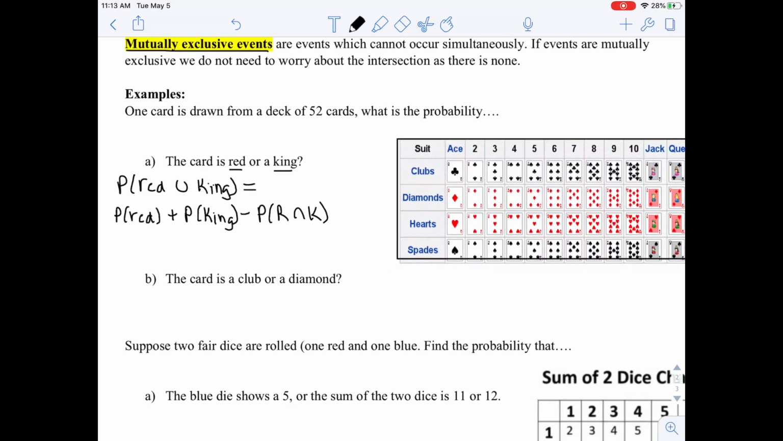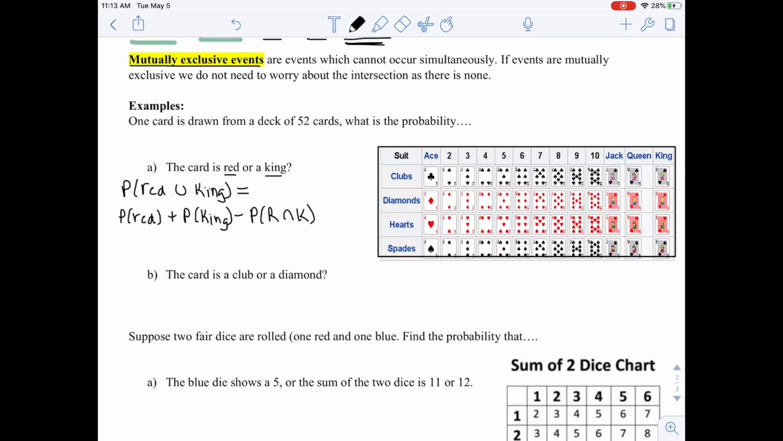So we got to think about how many reds. Well, that's half the deck. And what I like to do is keep it over 52 at all times and then simplify at the end. So 26 out of 52 are red. How many kings? Well, you go down the last category. There's 4 kings out of the 52. And then 2 of those kings are red. So I need to take away 2 of the 52. So we got 30 minus 2, that's 28. Okay, and that will simplify to 7 over 13.